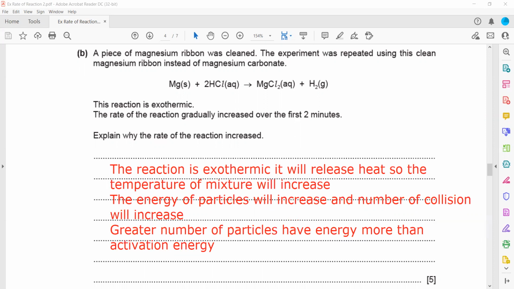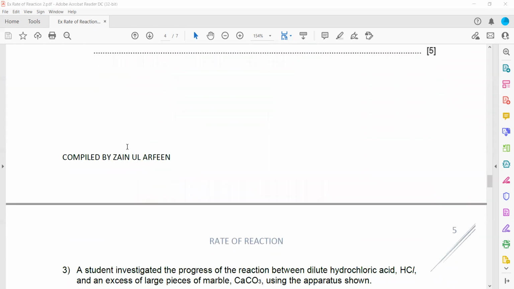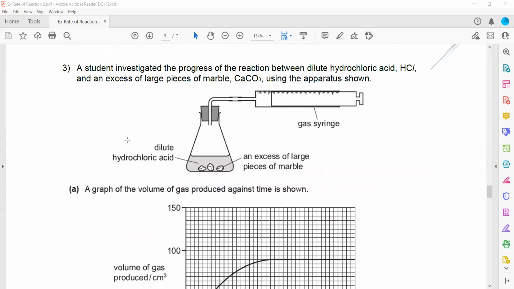So as a result, the rate will increase, because the rate of the reaction is directly proportional to the number of collisions. As the temperature increases, the number of collisions increases, and due to the increase in the number of collisions, the speed or the rate of the reaction will also increase. So these are always the points which you have to keep in mind whenever you're talking about temperature.